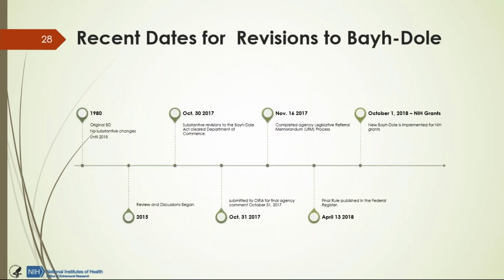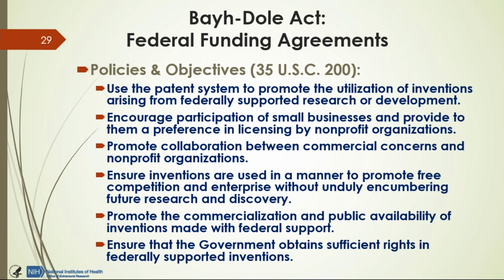On the next slide, Bayh-Dole came into existence in 1980, and it wasn't until April of 2018 when it had substantive revisions. So since 1980 to 2018, it's been intact. There have been no substantive changes, and it has worked well for universities, industry, government, and all researchers and entities who are commercializing products. The Bayh-Dole Act has some policy and objectives. Again, it applies to almost any funding that you would get from the federal government. And it's to use the patent system to promote the utilization of inventions arising from federally supported research and development.